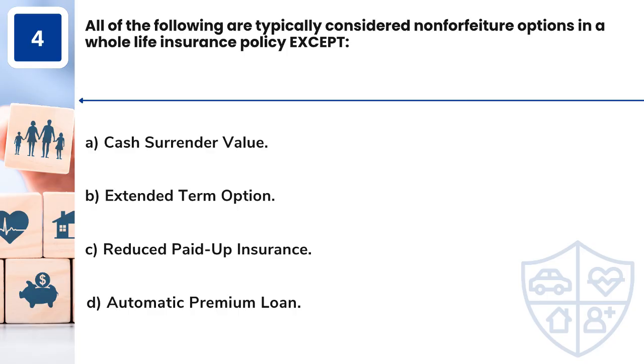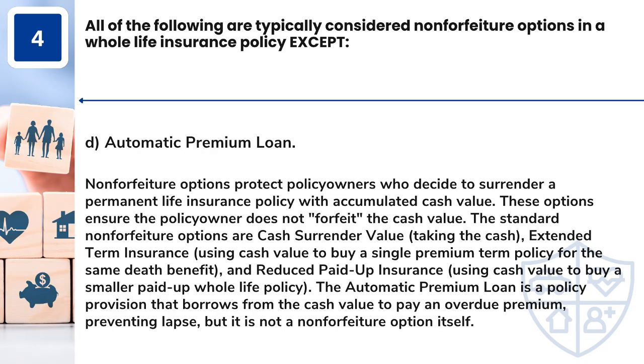Question 4. All of the following are typically considered non-forfeiture options in a whole life insurance policy except A. Cash surrender value. B. Extended term option. C. Reduced paid-up insurance. D. Automatic premium loan. Answer: D. Automatic premium loan.